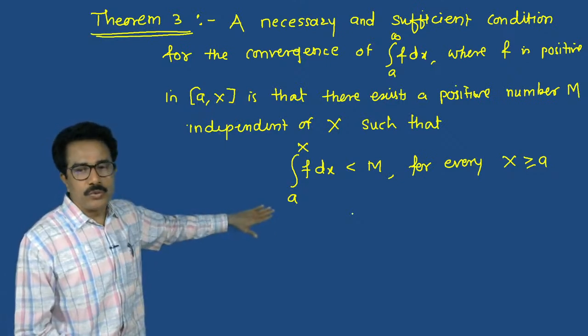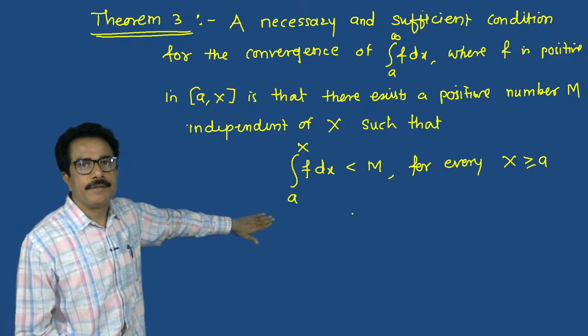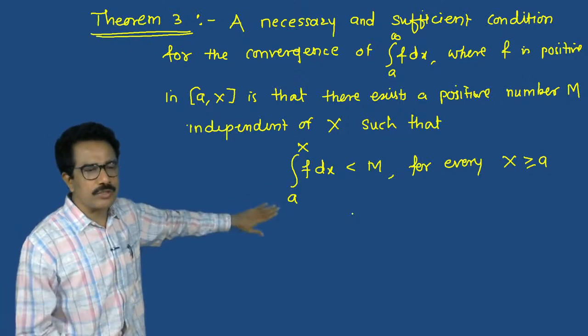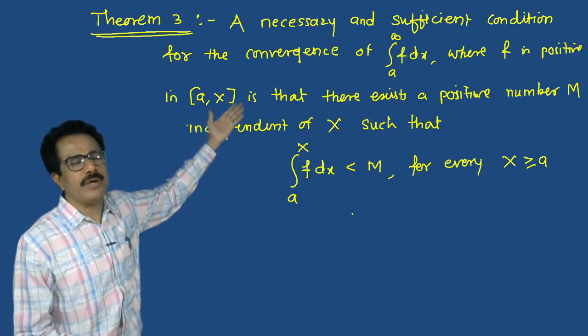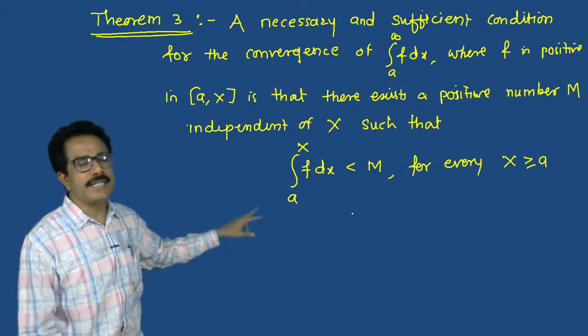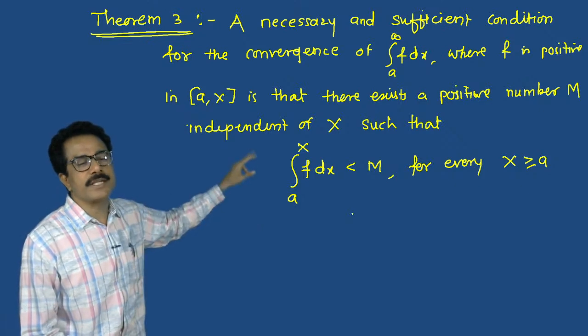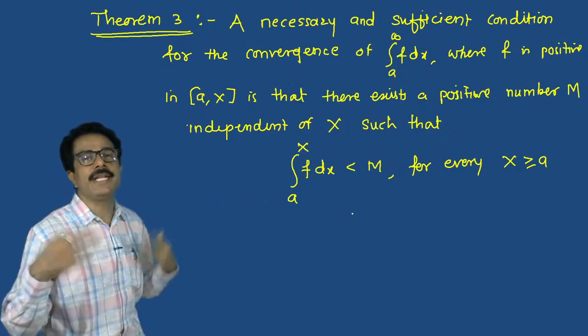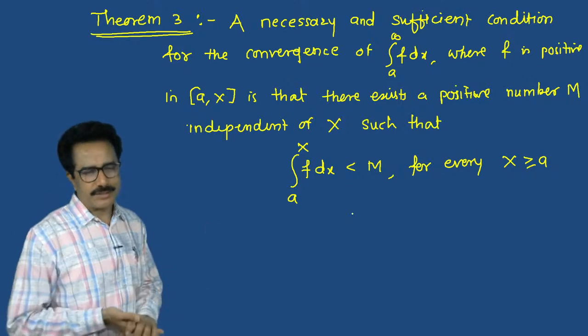That means we have to suppose this. In the second case we have to suppose this and we have to prove the convergence. But according to this supposition we can definitely say that integral of this a to x f dx is less than M and x tends to infinity. So we can say it is convergent.